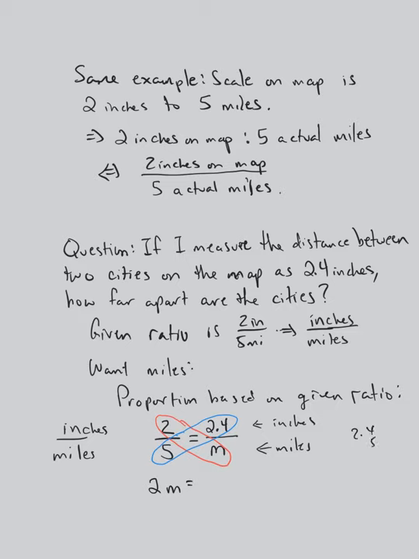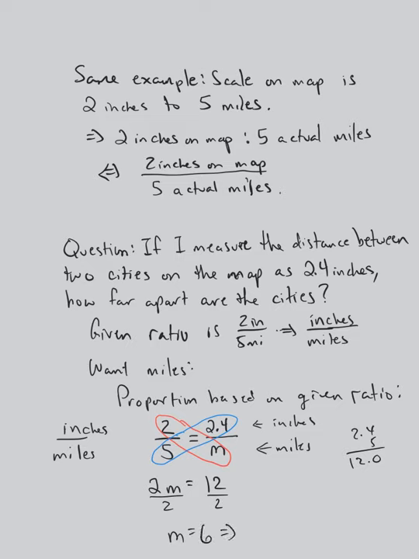You probably want to do that on your calculator. I realize I don't have mine with me right here. So that's 12, like that. 2.4 times 5 is 12. And so then what do we do to isolate M? Well, we divide by 2, and so we get M is equal to 6.